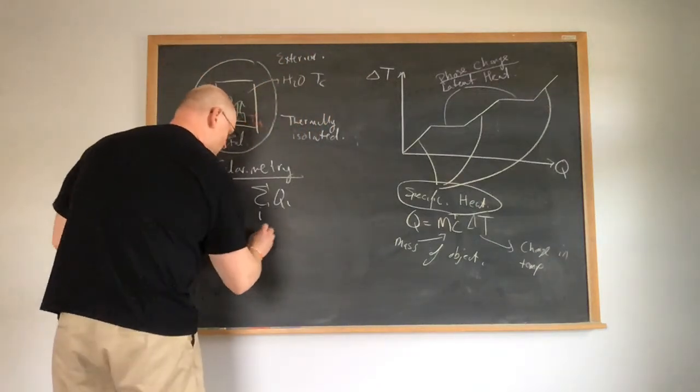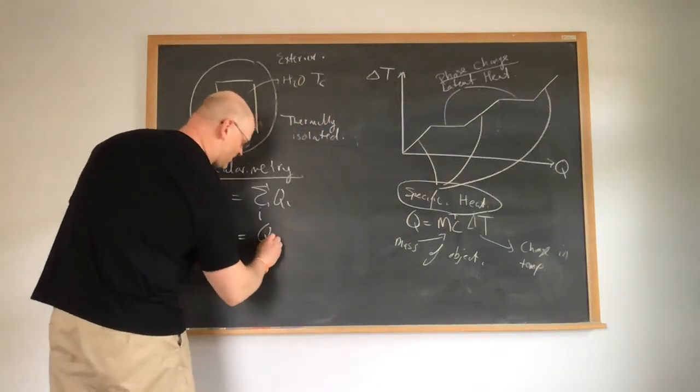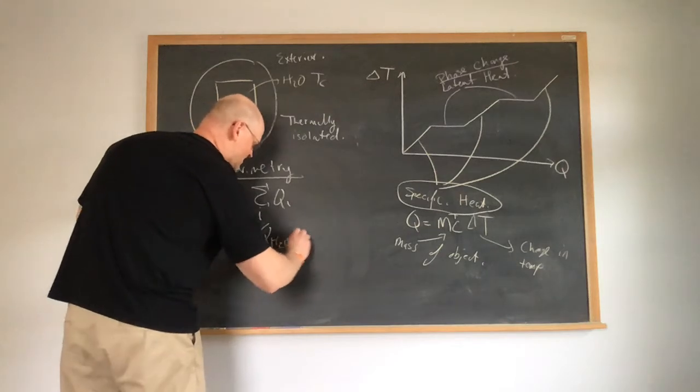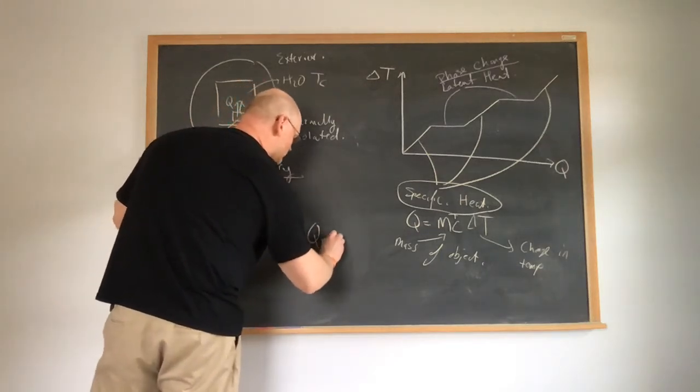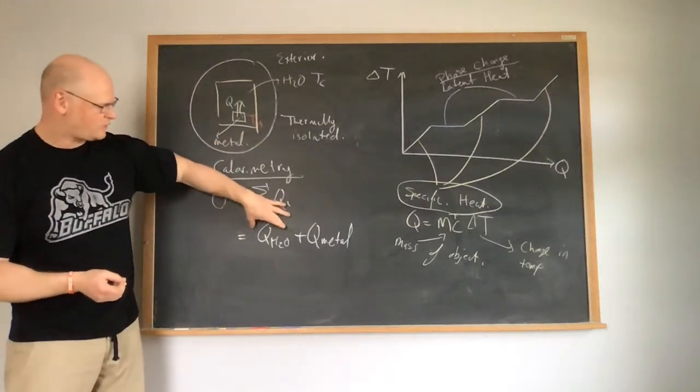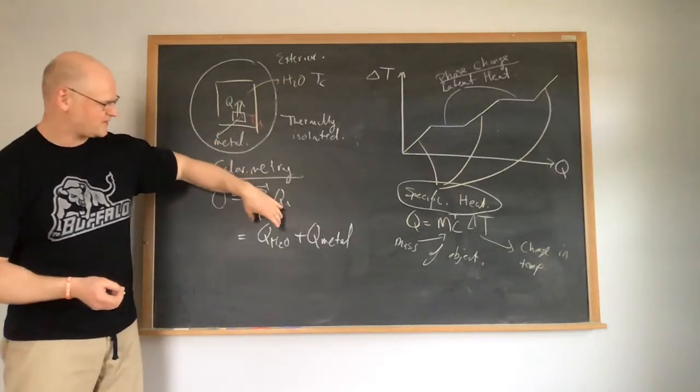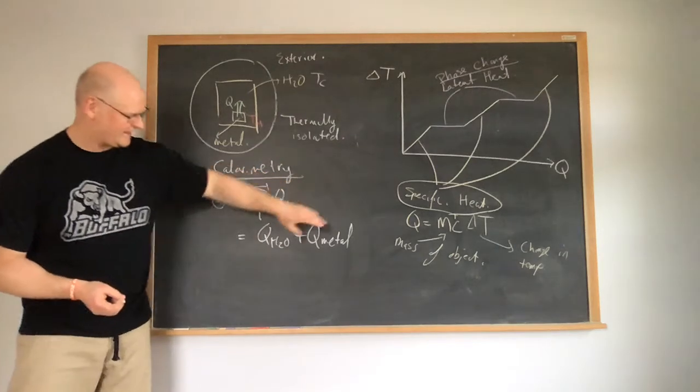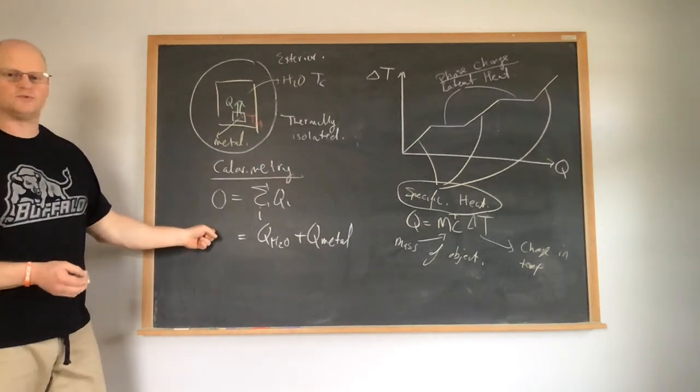So in this case, we're going to say then that the heat from the water plus the heat of the metal must all be equal to 0. Again, this is going to be a positive quantity, this is going to be a negative quantity, so if I take a positive plus a negative, that's going to be equal to 0.